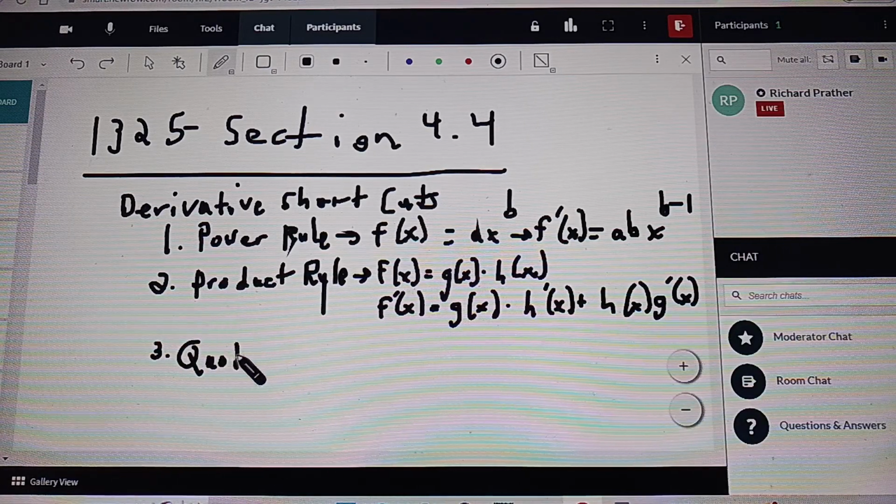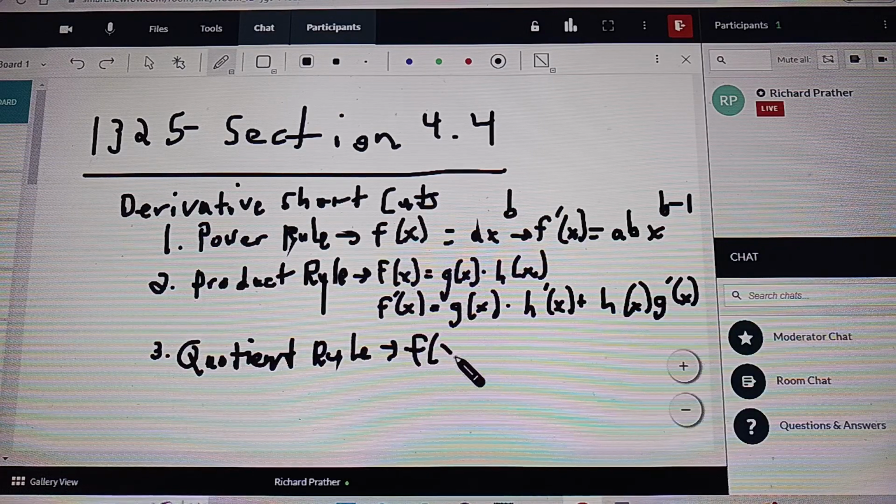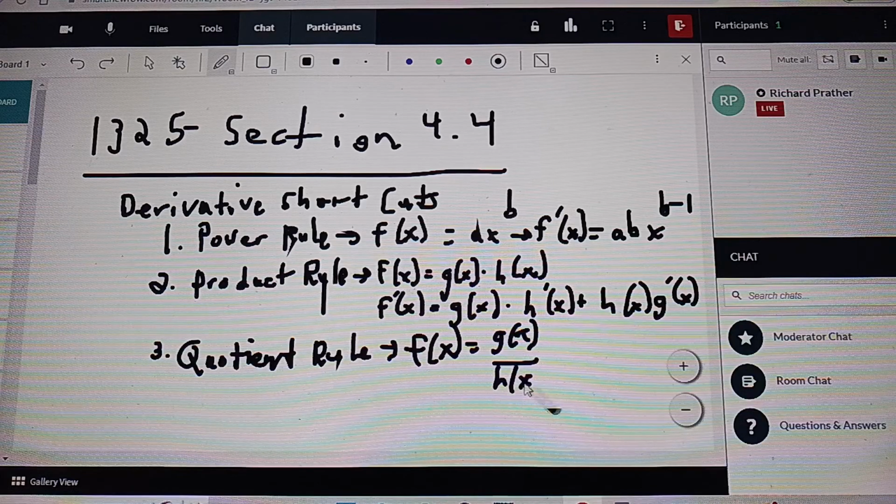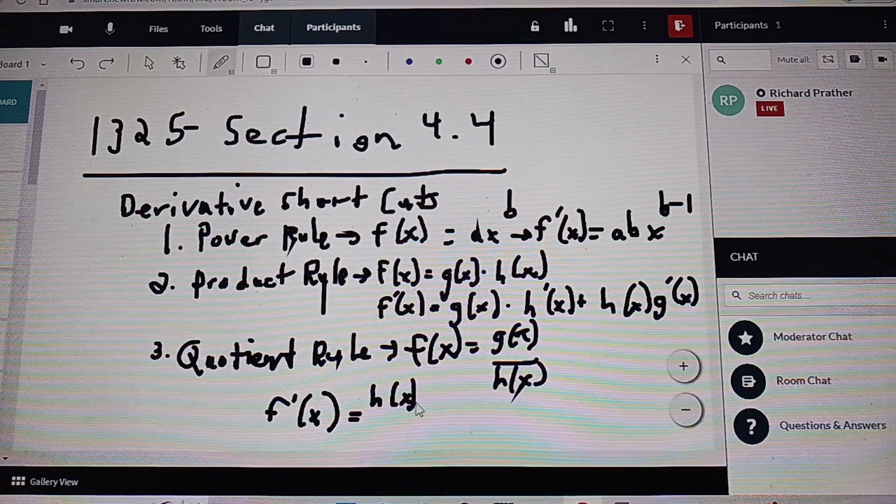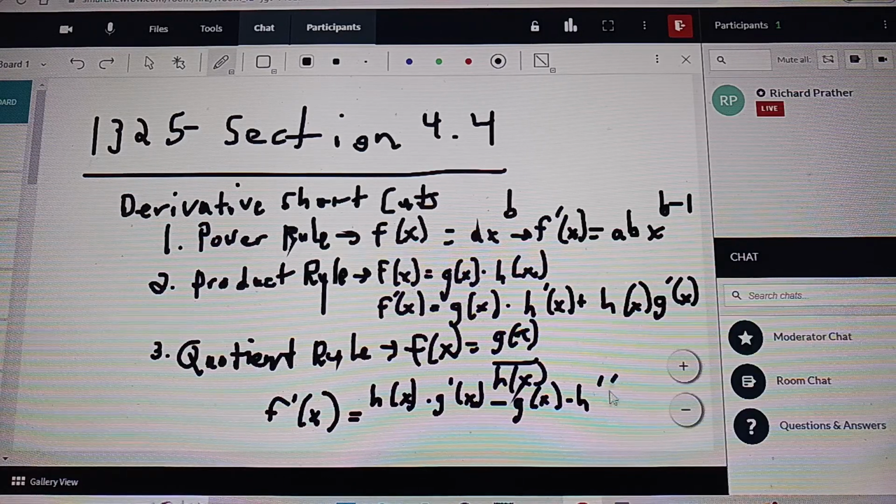Quotient rule. Two functions of x divided by each other, g of x divided by h of x. So now the derivative is second times derivative of the first minus the first times the derivative of the second, and over the second squared.